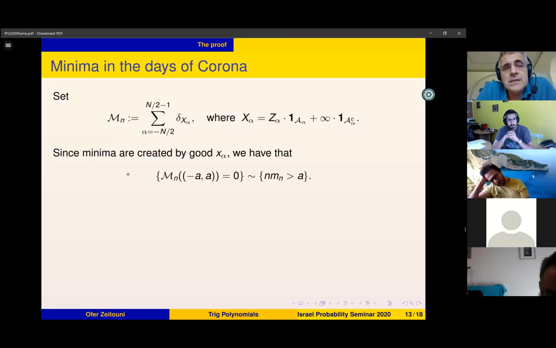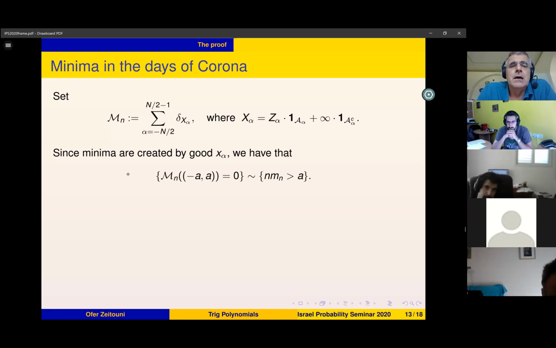Well, since minima are created by good x alpha, this we saw already before, namely the linear approximation locally is a good approximation, then having no minima in the interval, no minima in absolute value smaller than A, which means that Mn of the interval minus A is 0, this is the same event up to something negligible as the event Mn is larger than A.